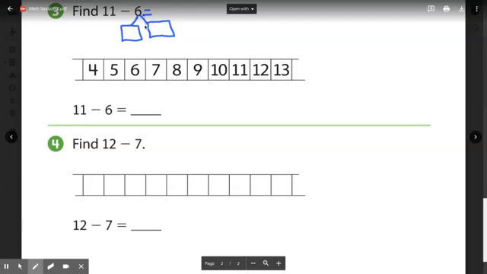I know Brody wants to make a mothership, but we don't have three numbers there.